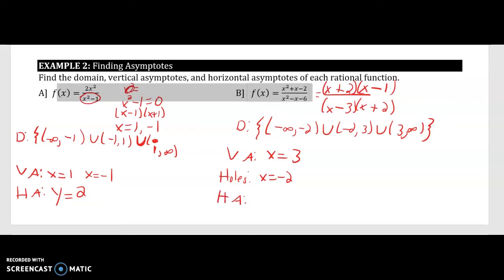Horizontal asymptote, look at the original function, don't look at the factored one. That could be confusing. Powers are the same. Make a fraction out of the coefficients. So there's a 1 here and a 1 here, so it's 1 over 1.